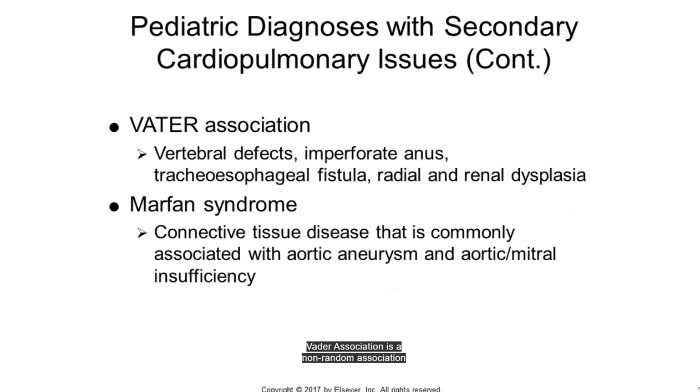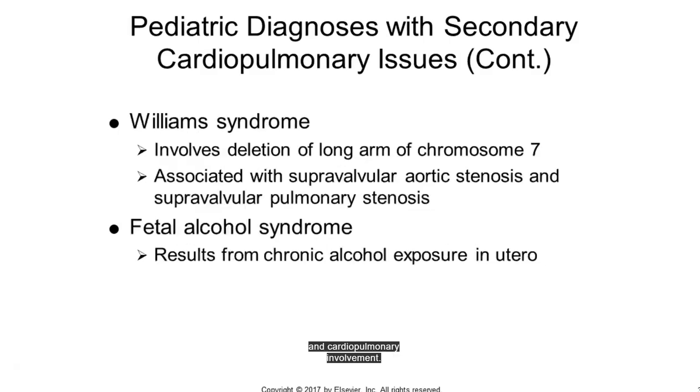VATER association is a non-random association of symptoms which include tracheoesophageal fistula, and Marfan syndrome is a connective tissue disease that is associated with aortic aneurysms and aortic mitral insufficiencies, as well as depressed sternums and cardiopulmonary involvement. Williams syndrome occurs due to deletion of the long arm of chromosome 7 and is associated with supravalvular aortic stenosis and supravalvular pulmonary stenosis caused by changes in elastin production, and fetal alcohol syndrome may have associated cardiac anomalies such as VSD, tetralogy of Fallot, pulmonary valve stenosis, and PDA.